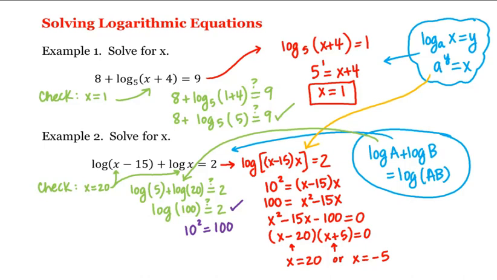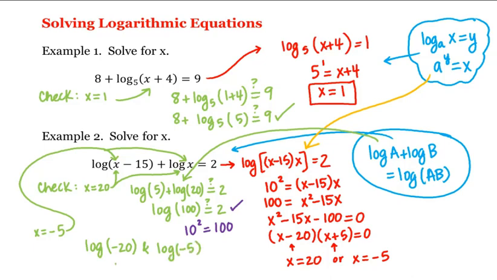It is a solution. What about x equal to negative 5? Well, that would require us to plug in a negative 5 here as well as here, which we can't do, right? Because log of negative 5 minus 15, which is log of negative 20, and log of negative 5 are both undefined.